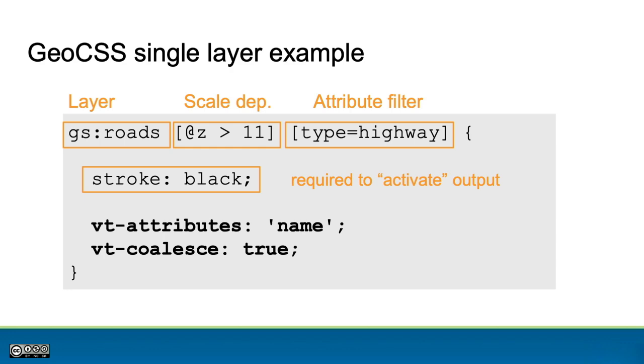So first of all, we've got the road, then we've got the scale dependency, and then the attribute filter. So at this scale, we are only going to output the type highway. We do have to give the styling engine a hint, so we're saying stroke black. That's just so the engine doesn't ignore the style. It actually generates out the content. And then we've got these two vendor parameters, VT attributes. So we're only going to include the name in this output, and VT coalesce is going to combine all of the roads with the same name.